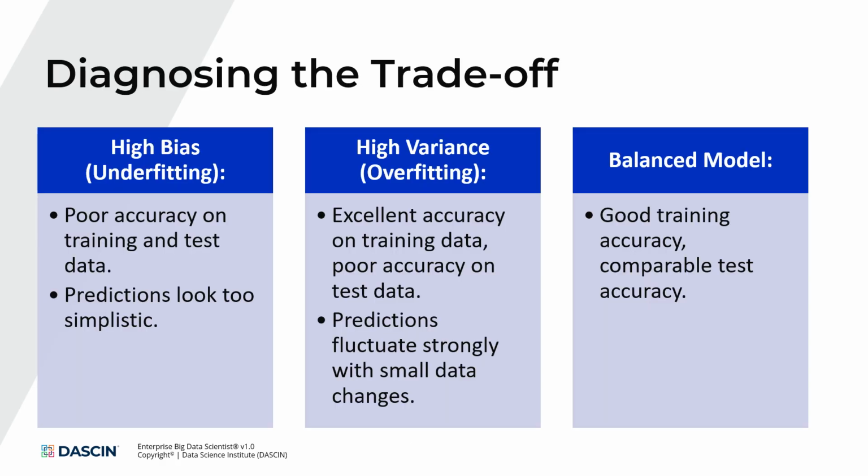So how do we diagnose bias and variance in practice? If a model performs poorly on both training and test data, it's likely suffering from high bias or underfitting. If it performs very well on training data but poorly on test data, it's likely suffering from high variance or overfitting. A well-balanced model will show good performance on training data and nearly as good performance on unseen test data.